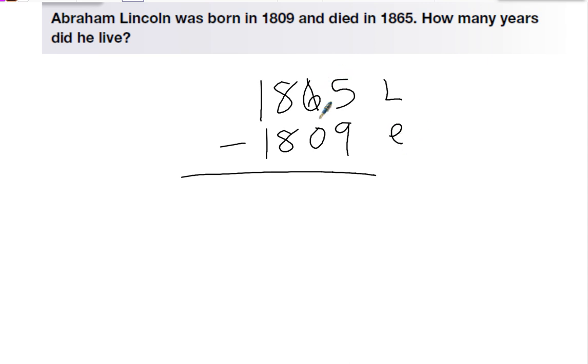So I need to borrow. 15 minus 9 is 6. 5 minus 0 is 5. 8 minus 8 is 0. 1 minus 1 is 0. So he was only 56 years old when he died.